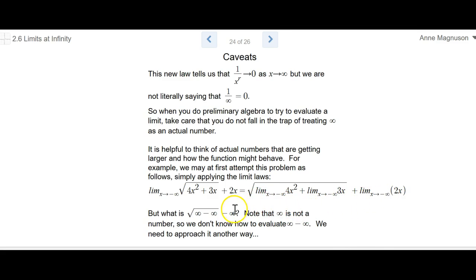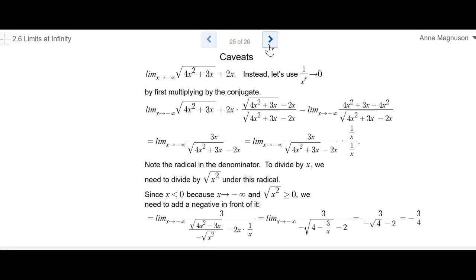And then if I plug in infinities for these x's, I get this stuff. And what is that? I don't know. What's infinity minus infinity? It's not a thing. It's not defined. We don't know how to evaluate that. It's called an indeterminate form. So we need to approach this another way. And we're going to approach it again using this new law that we learned.